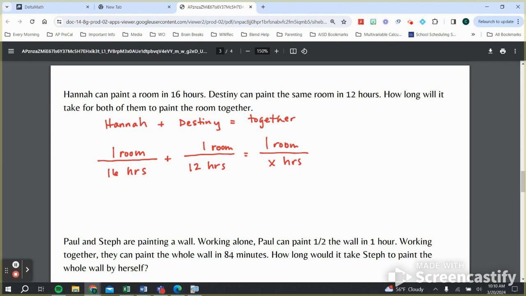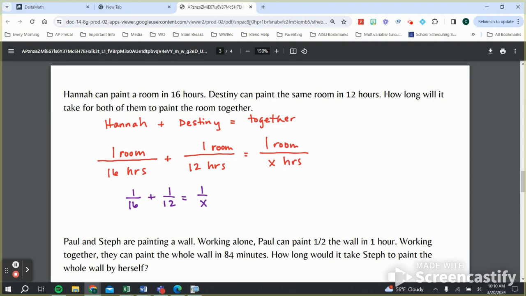So I'm just going to write this as an equation without the units. Notice how they're all in hours, so we don't have to convert anything. So this is 1/16 plus 1/12 equals 1 over x. And now it's just solving rational equations. Because these are fractions, we need a least common denominator. In this case, it's going to be 48.